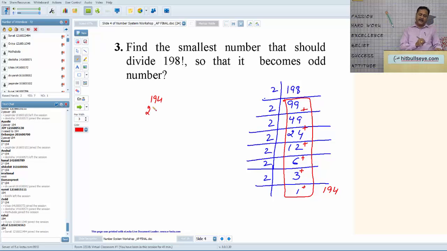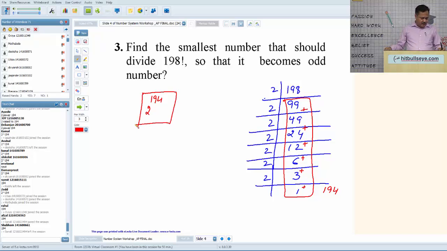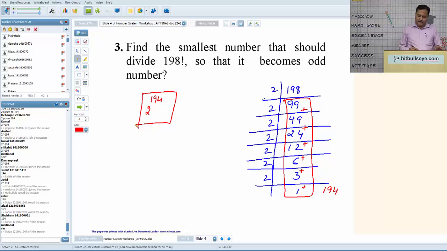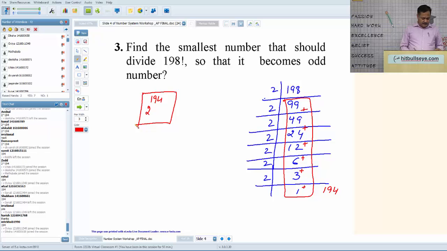So if we take common 2 raised to power 194 from 198 factorial, it will become an odd number. So the highest power of 2 in 198 factorial is 194. So the answer is 2 raised to power 194. Shubham, Afzal, Rahul, the answer is 2 raised to power 194 to make 198 factorial an odd number. So let us move to the next question.